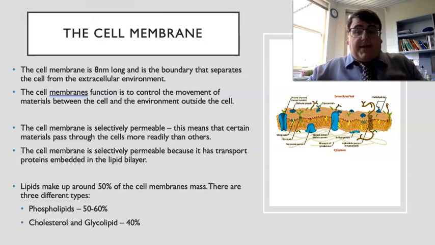Part of the things that make the cell membrane selectively permeable is that it consists of transport proteins, which are embedded in the protein layer, or the lipid layer, and we'll talk about that when we start drawing this cell membrane itself. Lipids make up around 50% of the mass of the cell membrane. There's three different types. You've got phospholipids, which make up 50-60% of the 50% mass, and then you've got cholesterol and glycolipids combined make up the remaining 40.